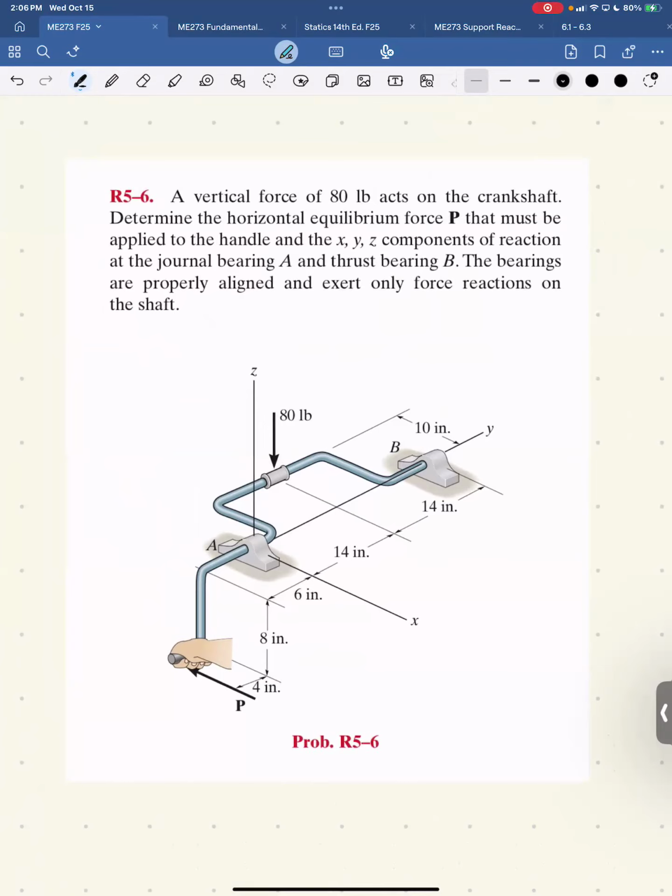So we have a vertical force of 80 pounds. This guy is operating on this crankshaft, and he's giving me all the dimensions. What is the equilibrium force P down here that must be applied to the handle, and the reactions at the journal bearing A, this one, and a thrust bearing at B? These words are very important, journal and thrust, because those two have different support reactions, right?